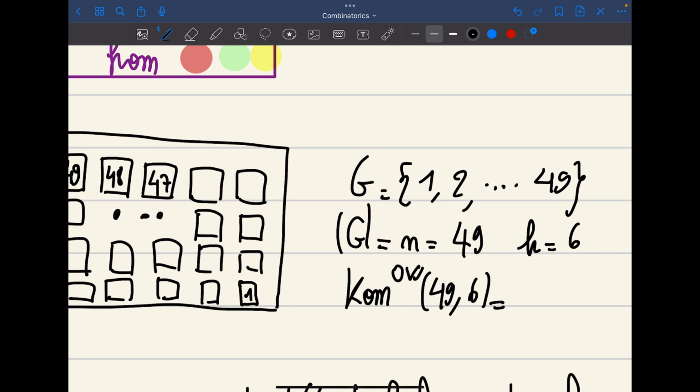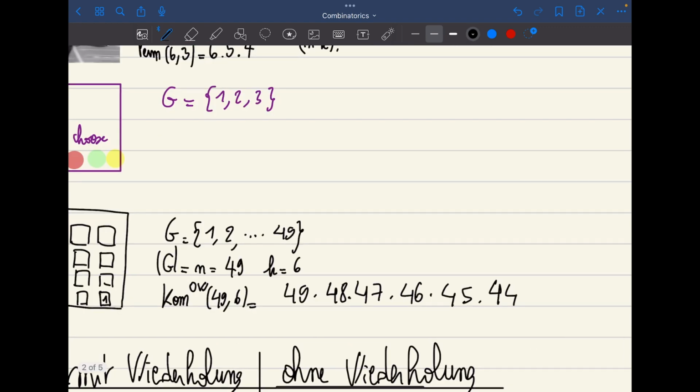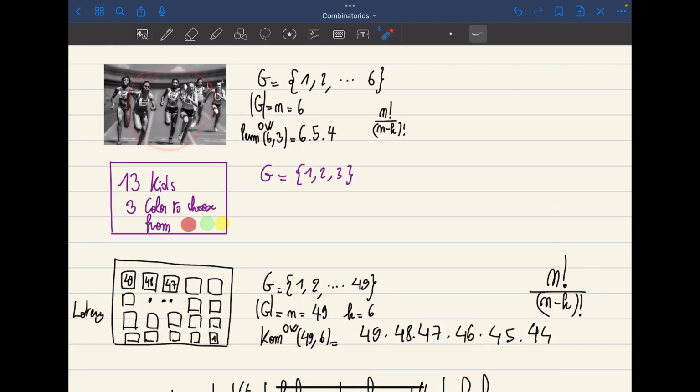So it looks a bit like the cases we did with the runners, right? Because first there are 49 possibilities, doesn't matter which number you take. After that there are 48, after that there are 47, etc. So it looks like factorial, but then you have to remove the numbers you don't take. Okay, but it's not done yet.